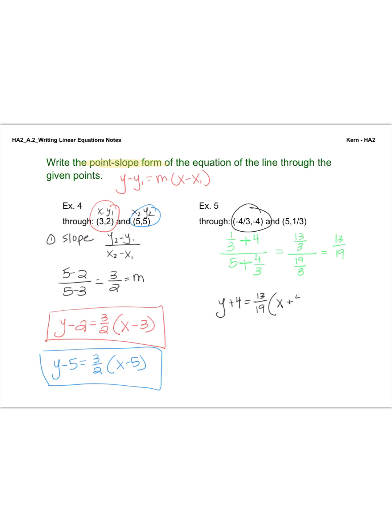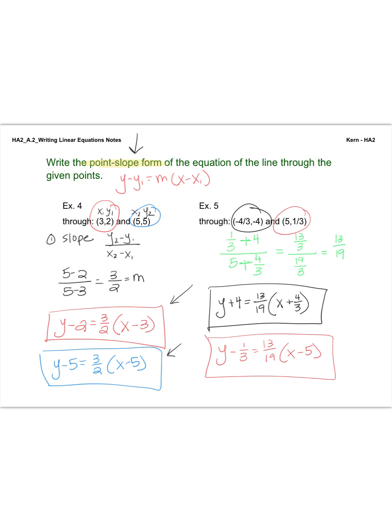x plus 4/3. Notice I'm never isolating the y in any of these examples because it says to put it in point slope form. So you leave it as is. And if I used the other point, it would be y minus 1/3 equals 13/19 times x minus 5. So either of these examples are fine.